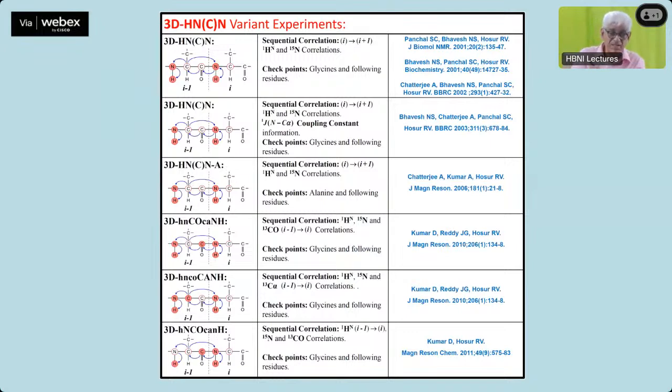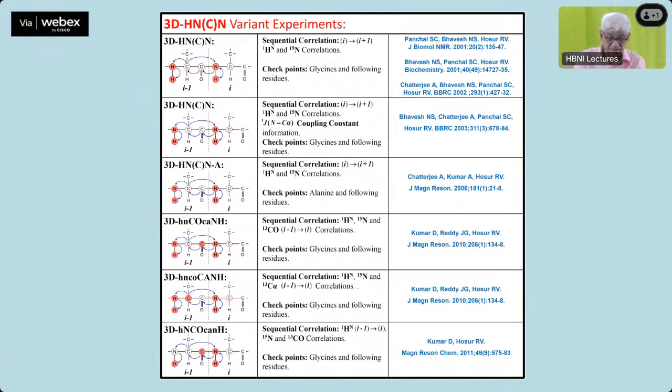Now you also have similarly the HNCN variants. 3D HNCN we already talked about. Oh, this has come twice, is it? 3D HNCN, 3D HNCN, this has come twice. Okay. Now 3D HNCN-A, this is an alanine modification. Then you can also have other kinds of modifications here.